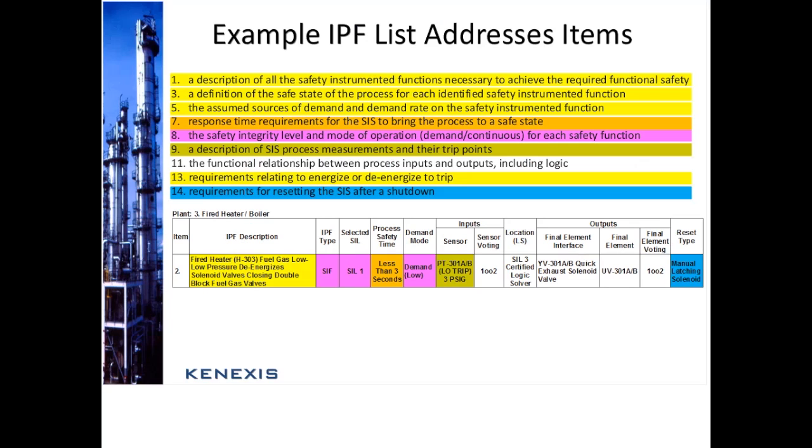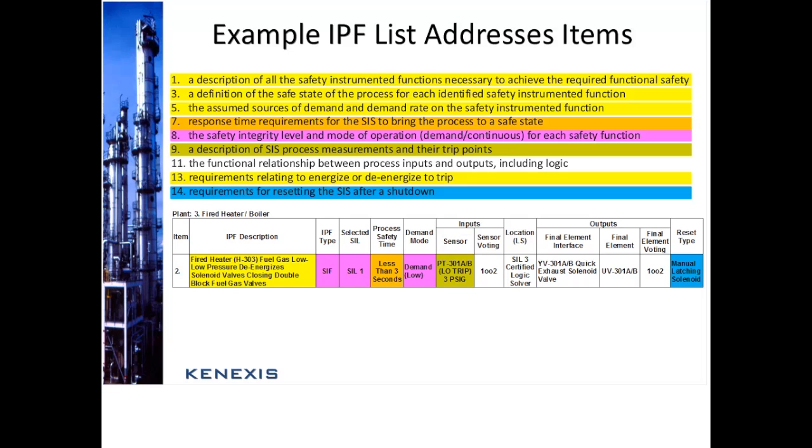And in 10.3, a definition of the safe state of the process for each identified safety instrumented function. Here it says that we close the gas valves, puts us in a safe state. Item 5, the assumed sources of demand and demand rate of the safety instrumented function. The demand rate, demand rate. Demand is low, which is redundant to 2 different things here.